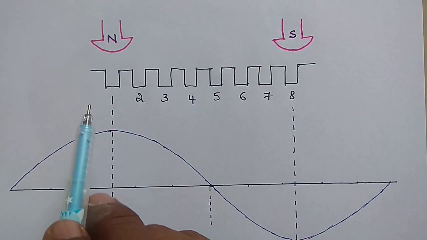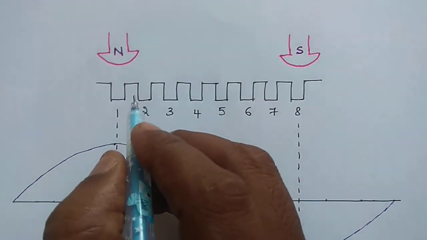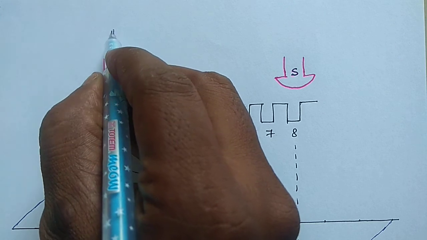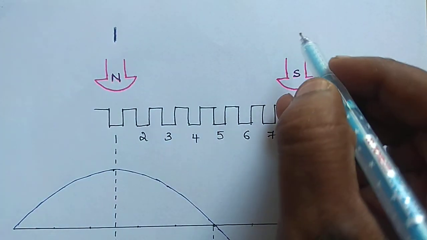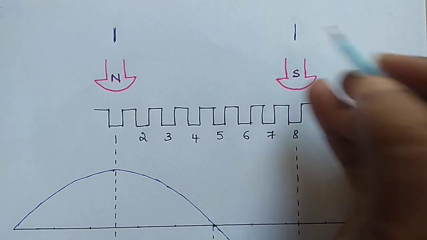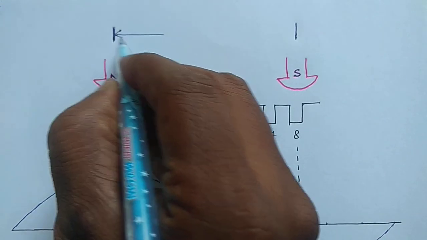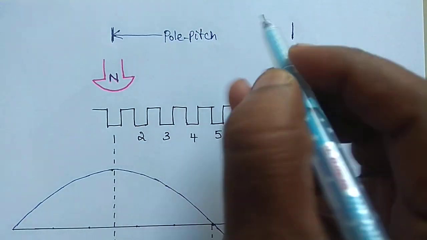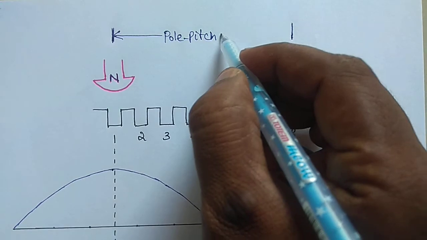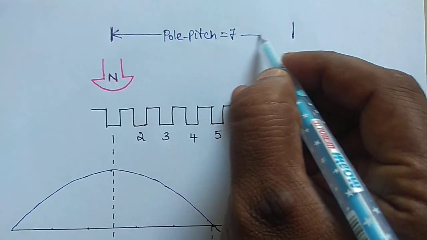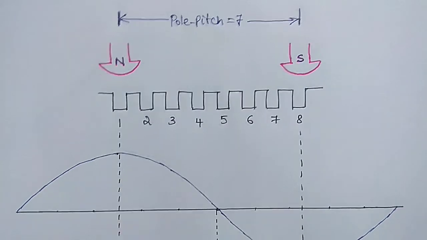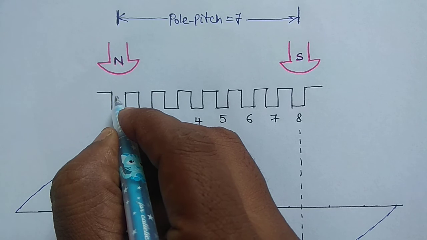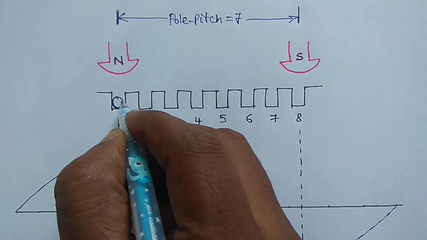Now here, the distance between the two adjacent and opposite poles is nothing but the pole pitch. All of you know. Here the pole pitch value I selected is 7. Now suppose one conductor is placed in slot number 1.